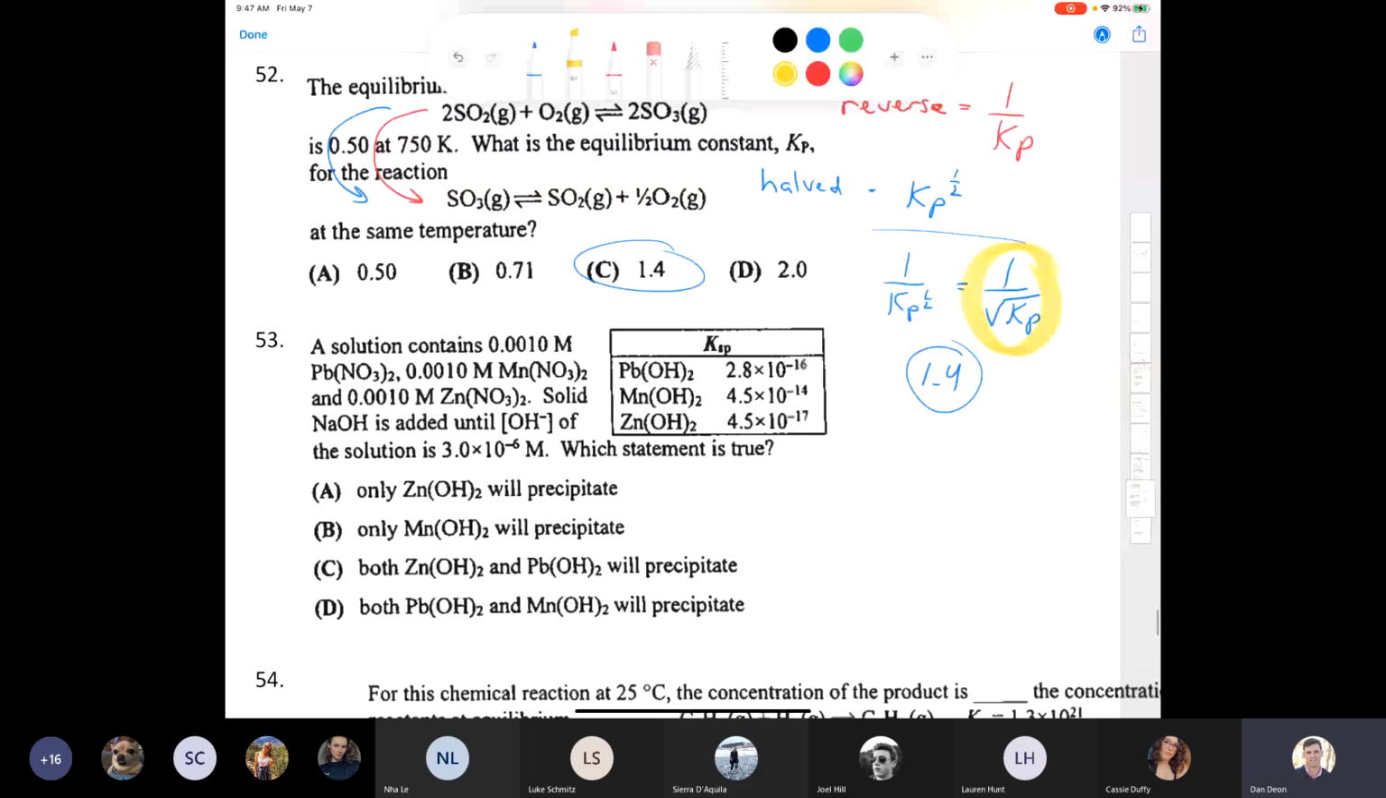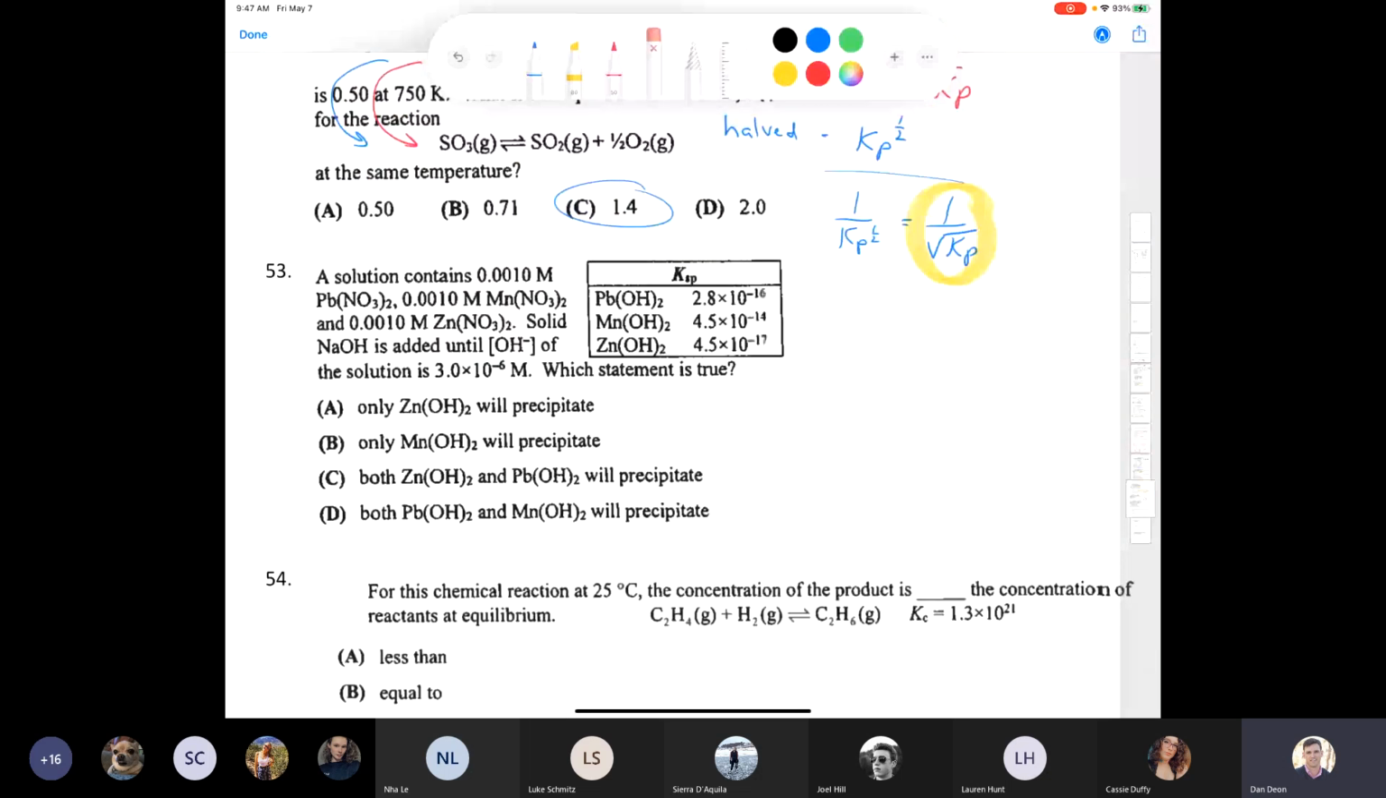There we go. I'm going to erase that because I need space to solve this one. So question 53, a solution contains 0.0010 molar lead-2 nitrate, same concentration of manganese 2 nitrate, and the same concentration of zinc nitrate. Solid sodium hydroxide is added until the hydroxide concentration is 3 times 10 to the negative 6 molar. Which statement is true? Okay, well, this one is a question that we would have looked at in, which chapter was it? The equilibrium of other classes. So this is a chapter 15 type problem.